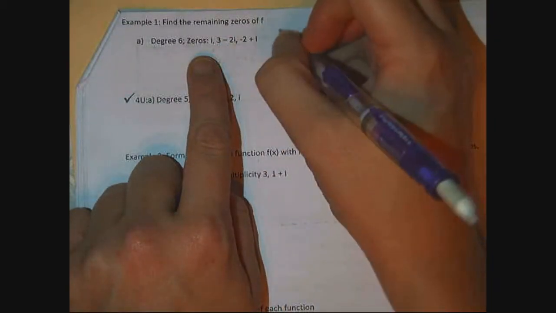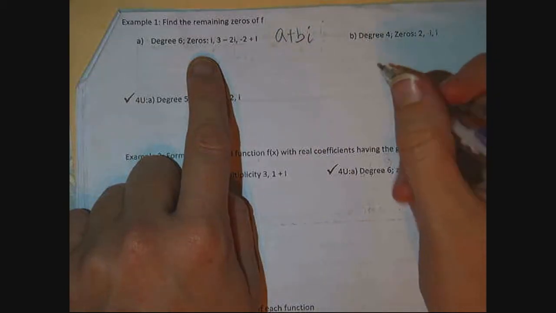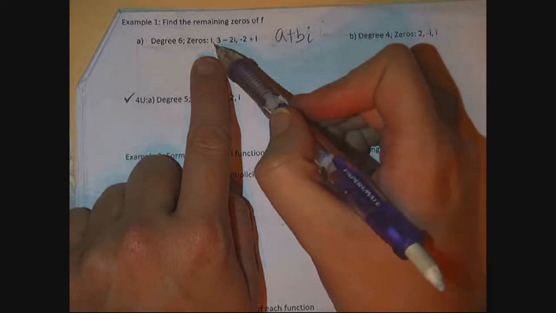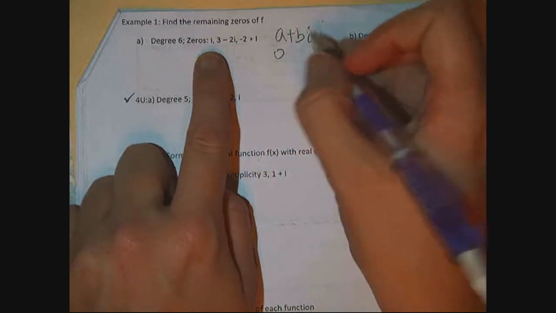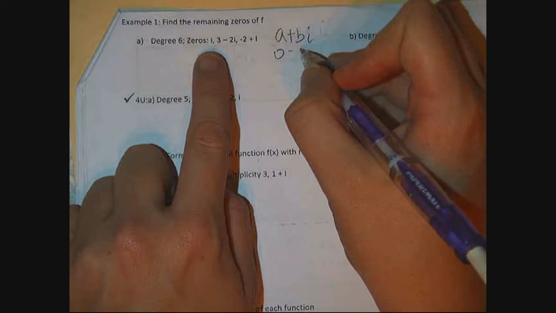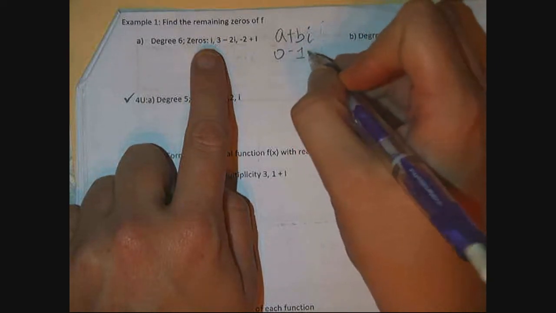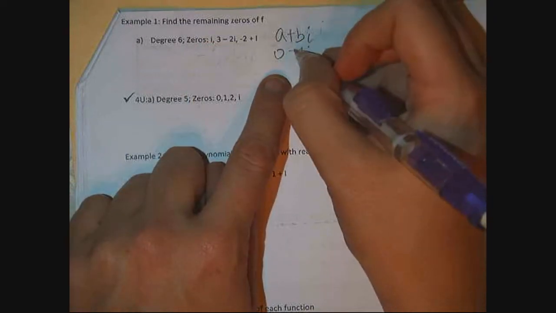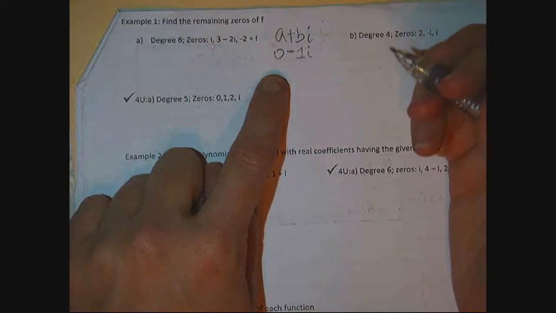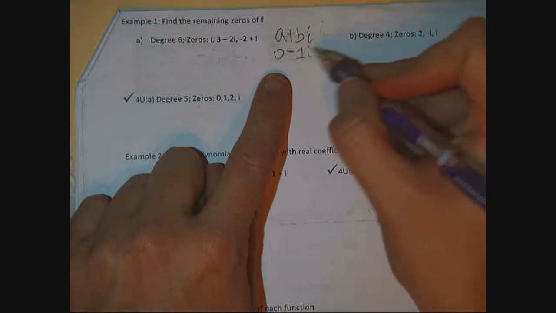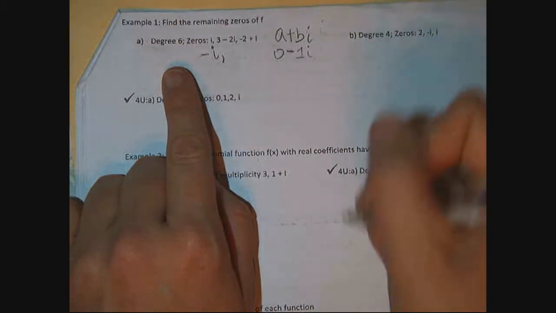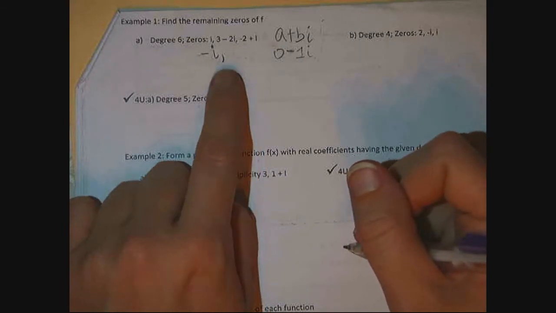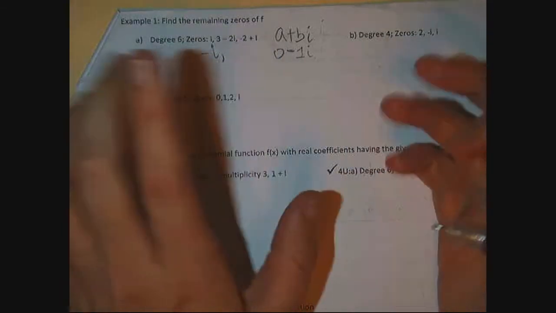If I look at my first zero, i, and think about the form a plus bi, I can see that I'm not adding anything, so my a is 0, and my coefficient for i is just 1. The conjugate, with the opposite sign in between, should be negative. So my conjugate, 0 minus 1i, or just negative i, should also be a zero. So I should also have negative i as a zero if I have i.